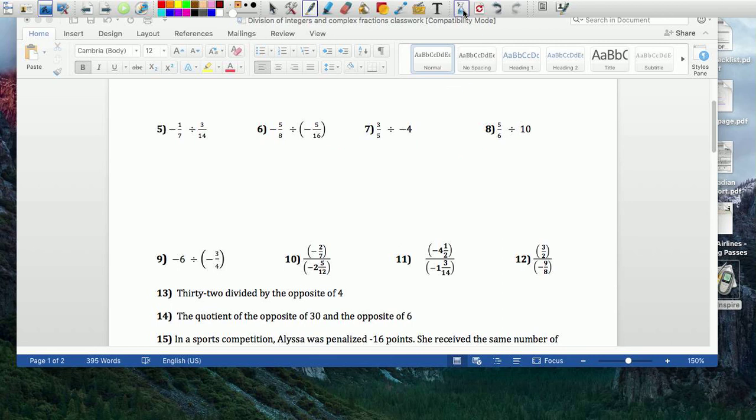This is positive divided by positive. I really have to do this one. 5 over, I put it over 1, times 1 over 10. 5 divided by 5 is 1. 10 divided by 5 is 2. Remember, you're finding a common factor for something in the numerator and something in the denominator, and dividing both numbers by the same factor, which I did. I divided both 5 and 10 by 5. And now I multiply across. 1 times 1 is 1, and 6 times 2 is 12.